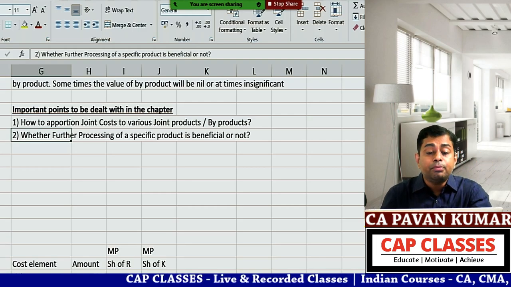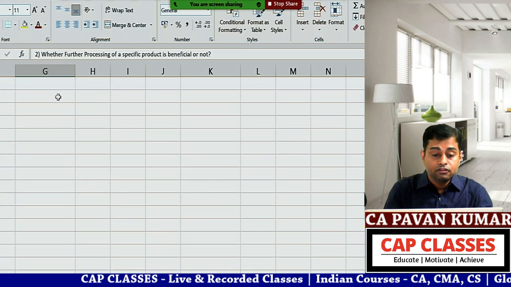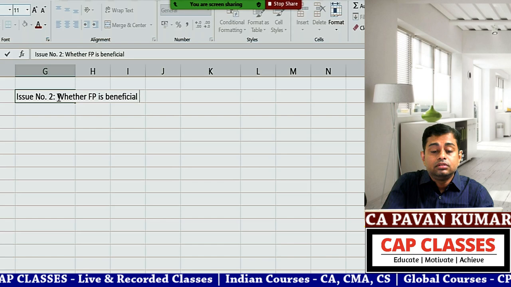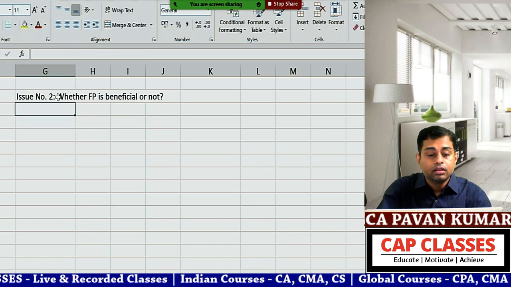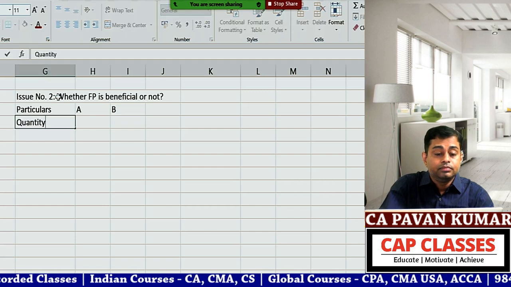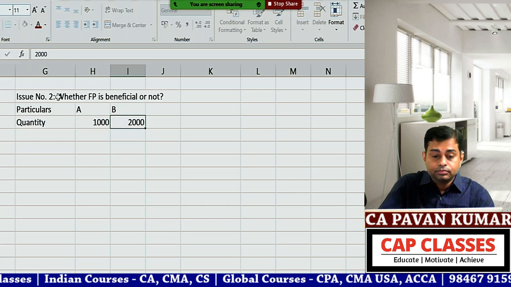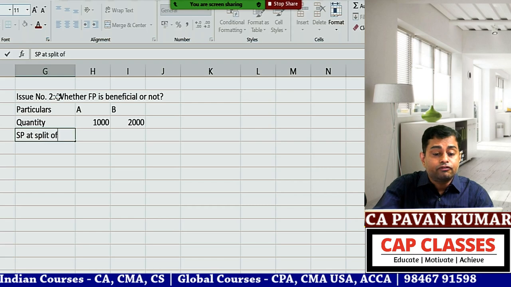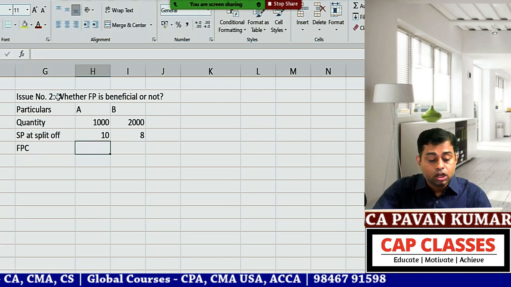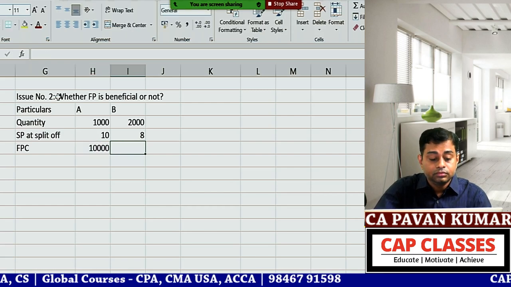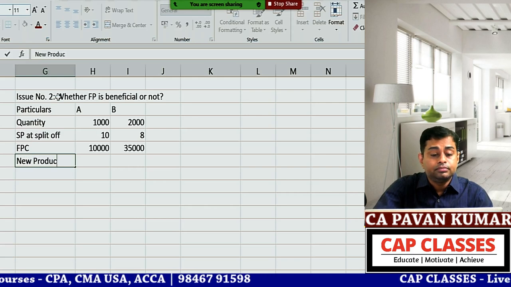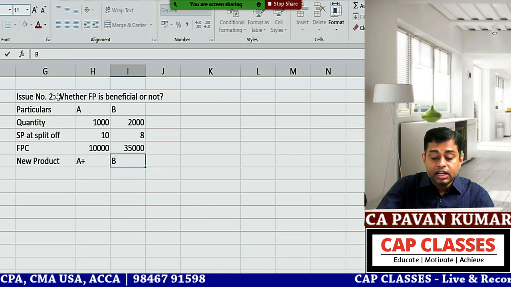Put the heading: whether further processing is beneficial or not. So, look here. Particulars A, B. Quantity 1000, 2000. Selling price at split off: 10 rupees, 8 rupees. Further processing cost is 10,000, 35,000. The new products are A plus and B plus.